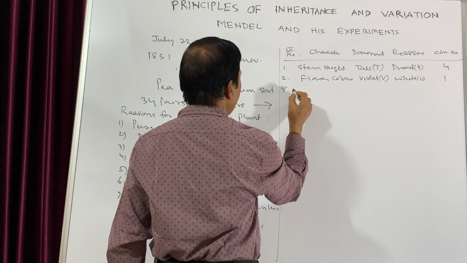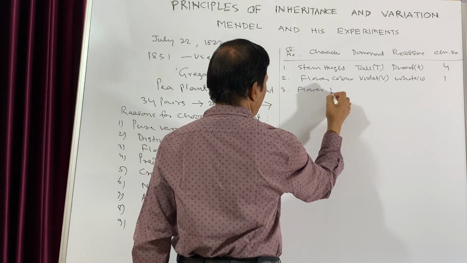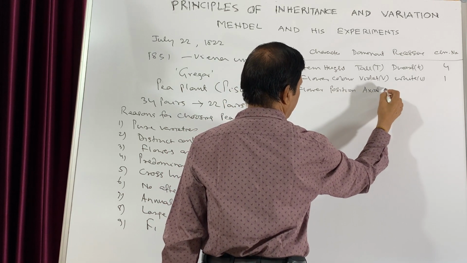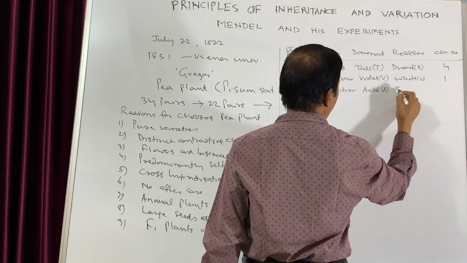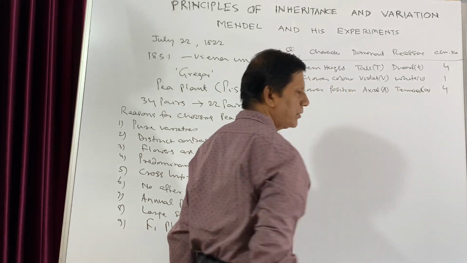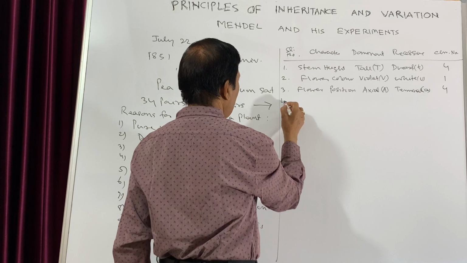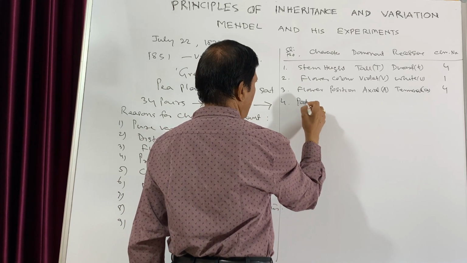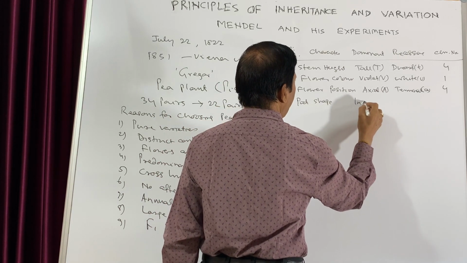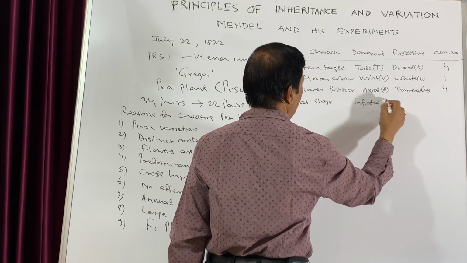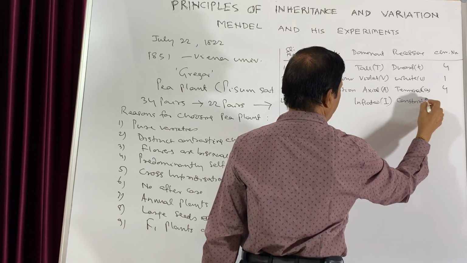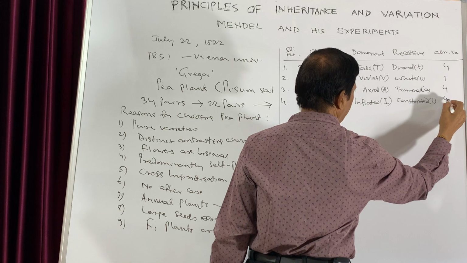Then the third one is flower position. Flower position may be axial, which is dominant, or it may be terminal, small a, and it is also present in chromosome number 4. Then the fourth one is pod shape. The pod shape may be inflated, that means capital I, or it may be constricted, small i, and it is also present in chromosome 4.